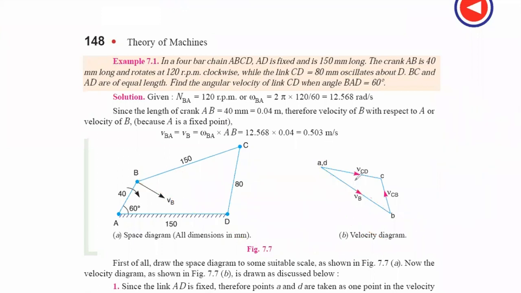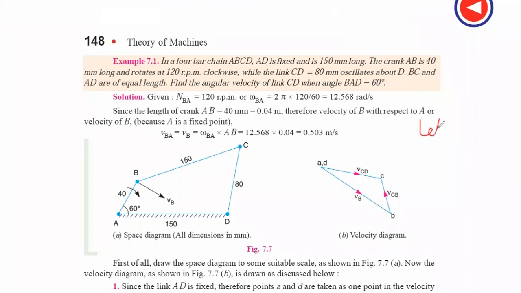My aim is to tell you what would be the length of this line, AB line, because I know VB velocity, that would be 0.503. Suppose I am assuming that 1 centimeter is equal to 1 meter per second. The 0.5 would be what? Half centimeter line, na Anjali? Half centimeter is very small length. So again, you need to write the scaling for that velocity diagram also.